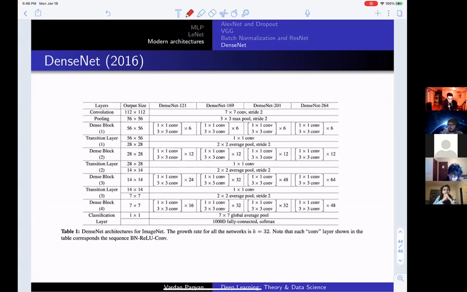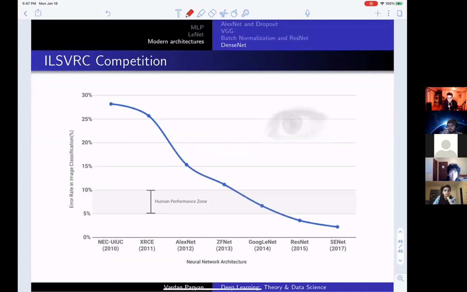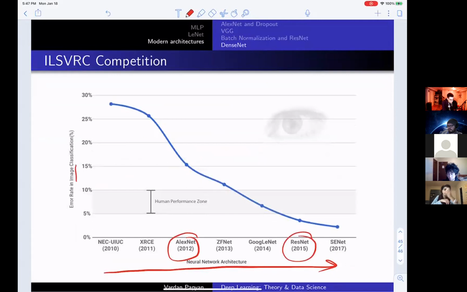Okay, so this is a description of the DenseNet layer, but I think I'm going to skip it, sorry. So here you can see the performance on the ImageNet data set as a function of years, right? Here you can see AlexNet, which we mentioned. You can see here ResNet, which we mentioned. And VGG was somewhere here. So this is VGG. And this is the human error rate, which is somewhere around 5%, right? And here you can see the big difference that AlexNet has made.